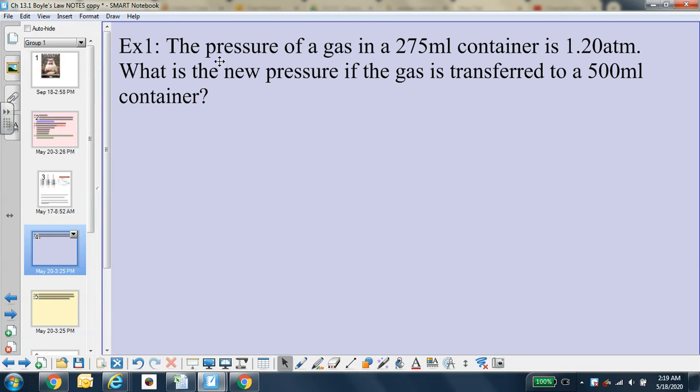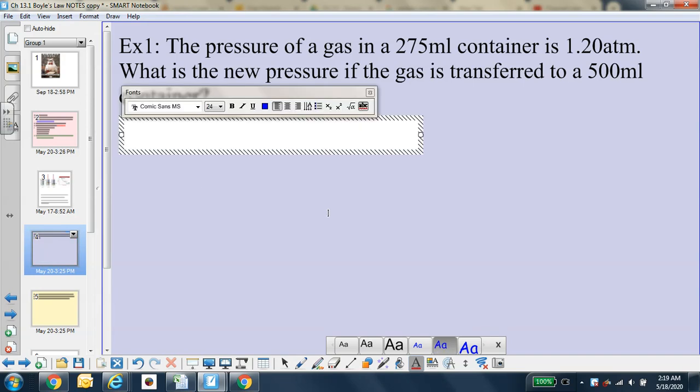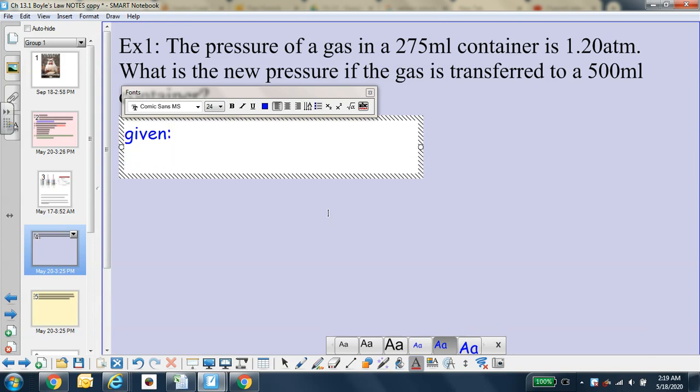So in our first example, the pressure of a gas in a 275 milliliter container is 1.20 atm. What's atm stand for? Atmospheres. And that's our initial pressure. Here's our initial volume. What is the new pressure if the gas is transferred to a 500 ml container? Well, that's our second volume. The first thing that we want to do is list our given, which are the known variables and their values.